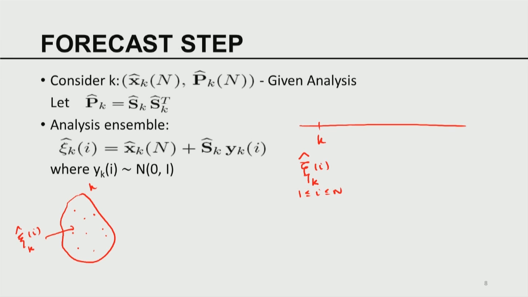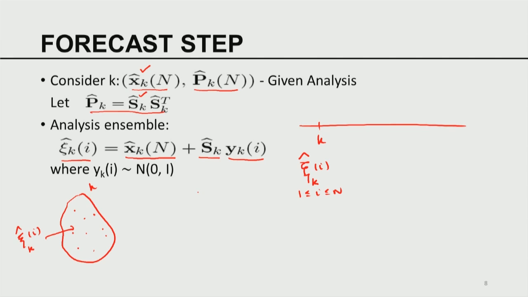Now, if xi_k^i hat is the analysis ensemble, the analysis ensemble is related to the analysis mean x hat k, and the analysis covariance square root through y_k of i. So what is y_k of i? Let's come back to this now. Let P_k hat be the analysis covariance approximation, as well as x hat k the analysis mean approximation. P_k hat can be expressed as the product of Cholesky factors S_k hat and S_k hat transpose. Therefore, I know the mean, I know the Cholesky factor.